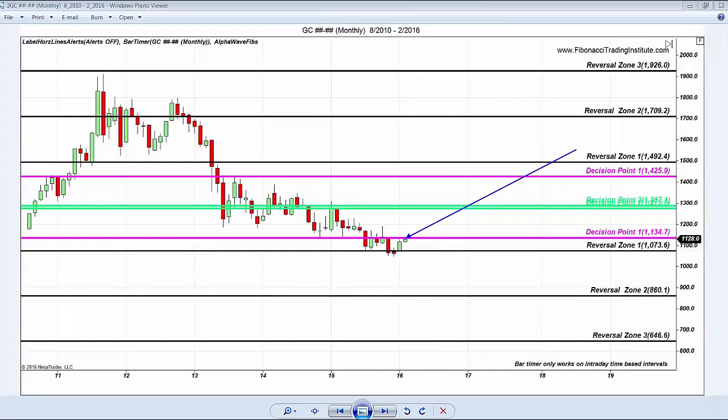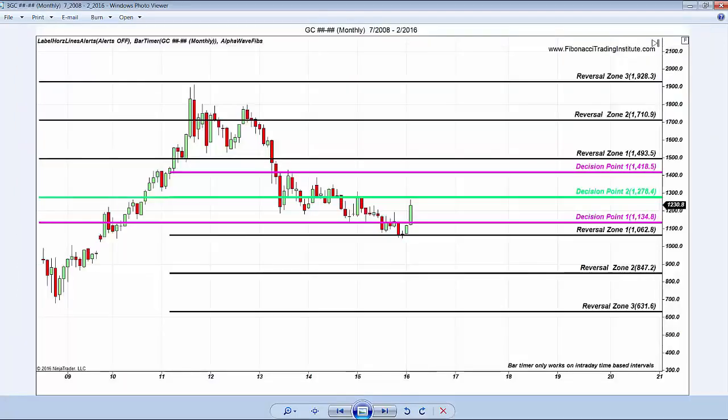Walking down memory lane as we're monitoring S&P frozen at decision point 2. This is a chart on gold from the trading room, February 2016. This is what gold had done next. Reached decision point 2. Should not be surprised. Where did the gold reverse from? Reversal zone.